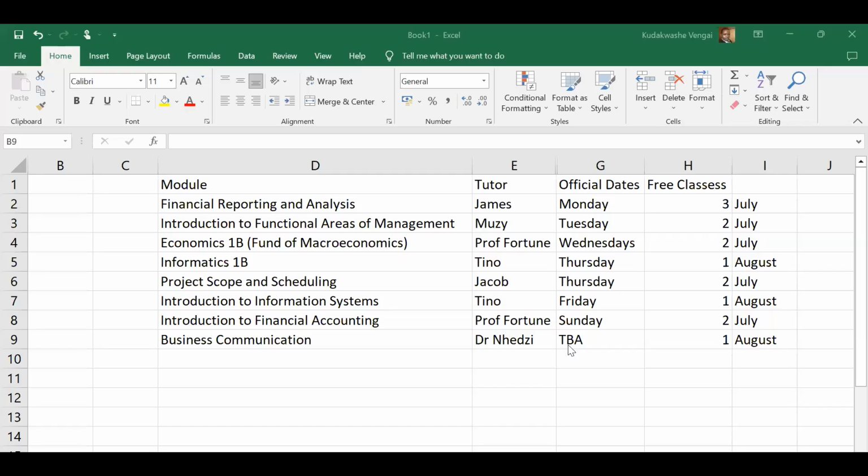Okay, there you go. The ones that are your full lectures where we teach you each and every week are financial reporting and analysis, introduction to financial areas of management, economics 1B or fundamentals of macroeconomics, informatics 1B, project scope and scheduling, introduction to information systems, introduction to financial accounting and business communication. Any module outside of this, I might not have a class, but I can still help. You can give me a message or a call and I will highlight how I can help. I might not have normal classes like I have here, but we'll still be able to help you.